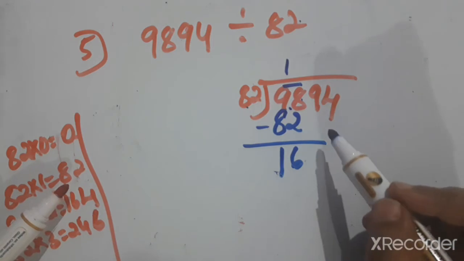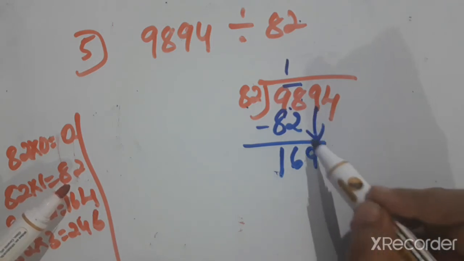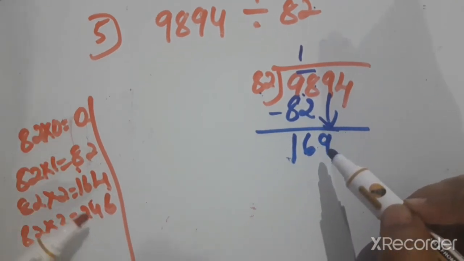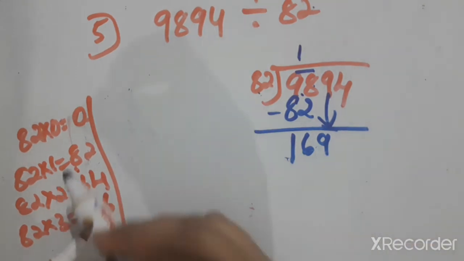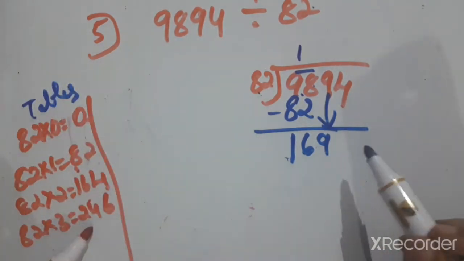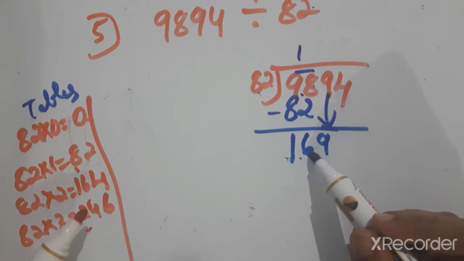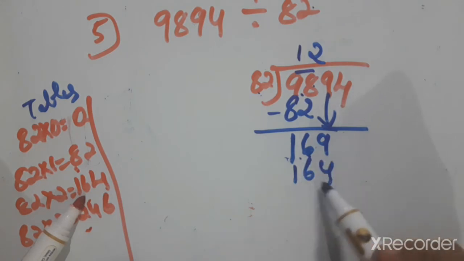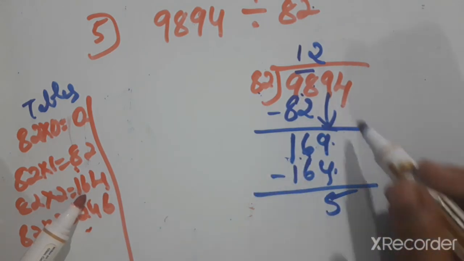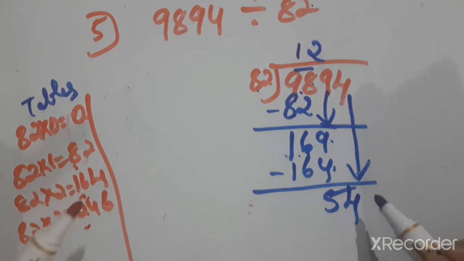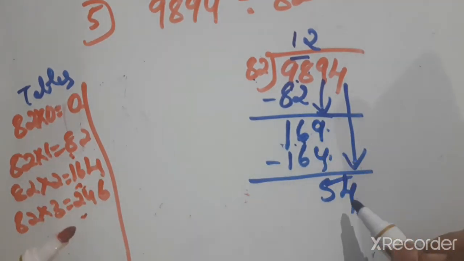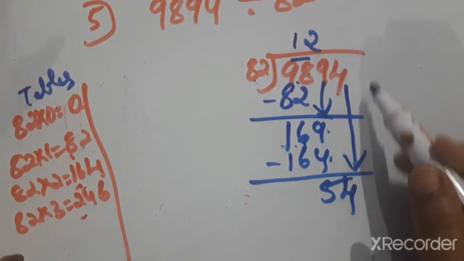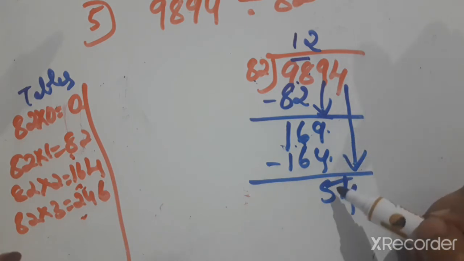Minus: 9 minus 2 is 7, 9 minus 8 is 1, and bring 9 down, 179. 82 how much are nearer to 179 or exact? 82 3s are 246, this is from the tables. 246 is greater than this, so nearer is 164. So that is 82 2s are 164. Minus, and bring that last number down. 82 how much are 54, and no more number to carry down.